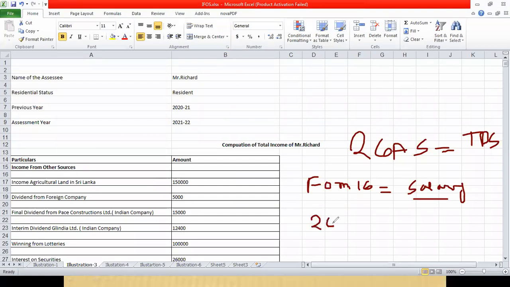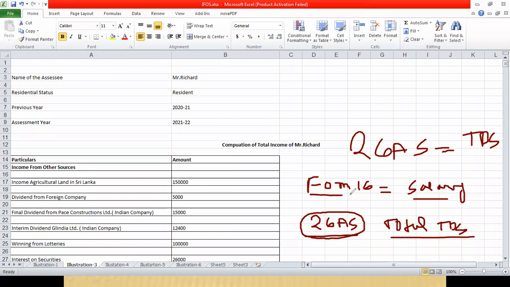And in 26AS, total TDS deducted details will be available. You can get 26AS from the income tax website also. If you log in as the assessee, you will get the TDS deducted. Form 16 will only give the salary income detail. In 26AS, other income details will also be there.